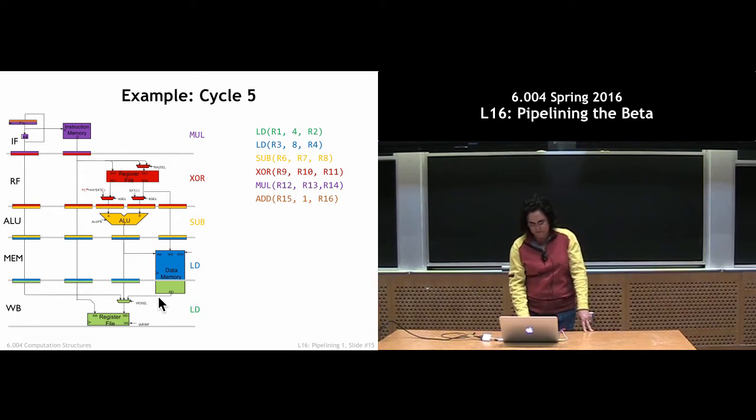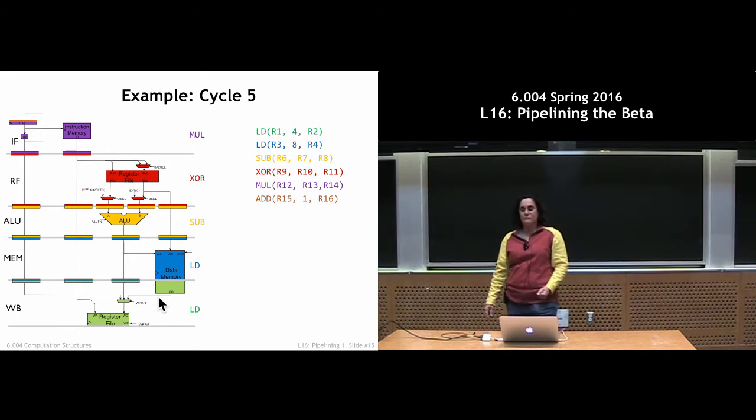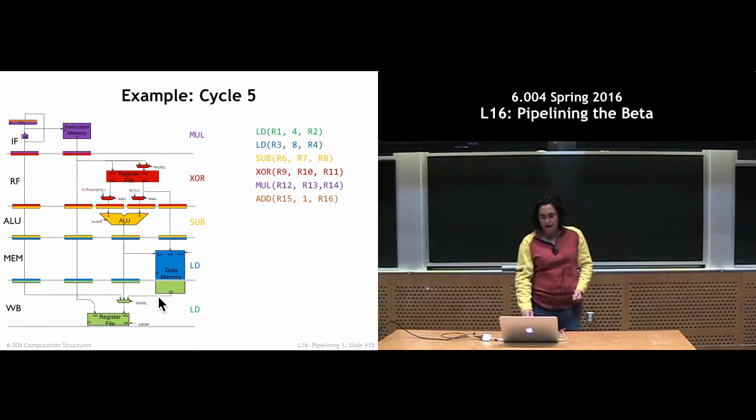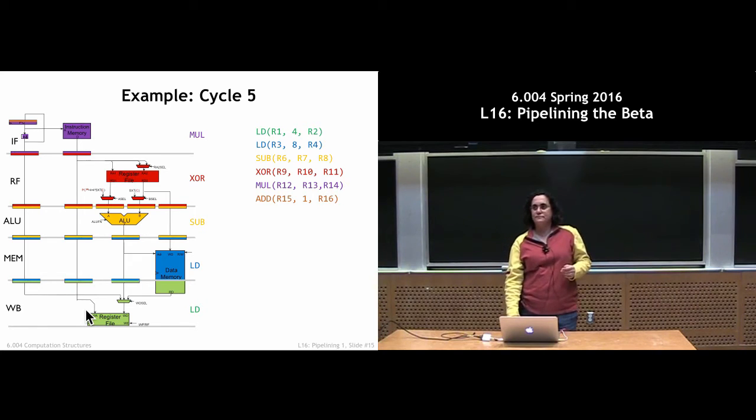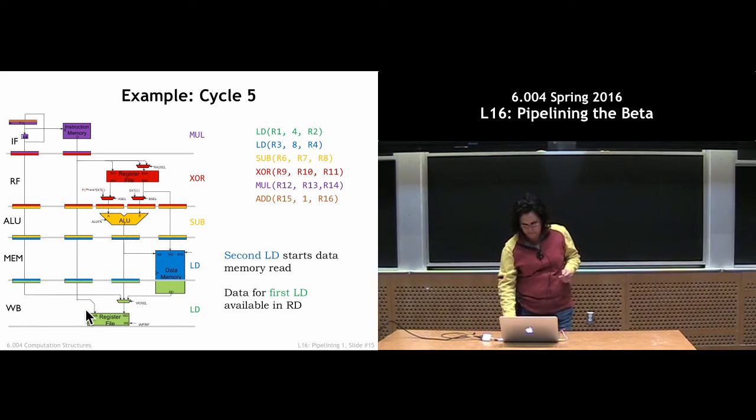And so at this point, we've basically filled our pipeline, and you see that you have 5 different instructions in different stages of execution going through our pipeline. And so the result is that our throughput continues to be that 1 instruction is completed every cycle. Any questions so far? Okay, great.